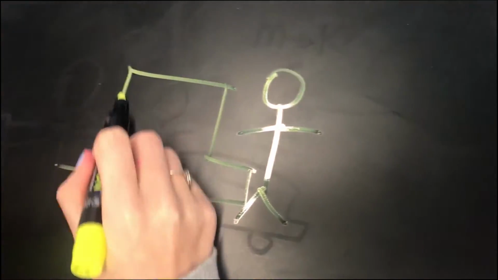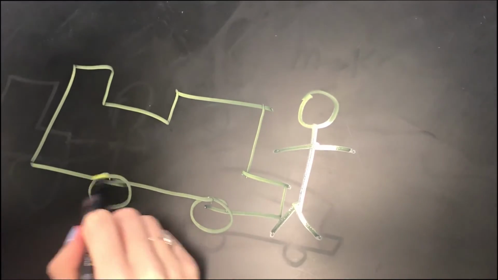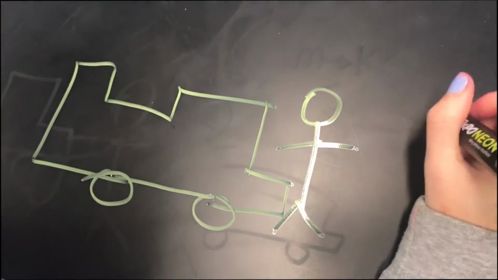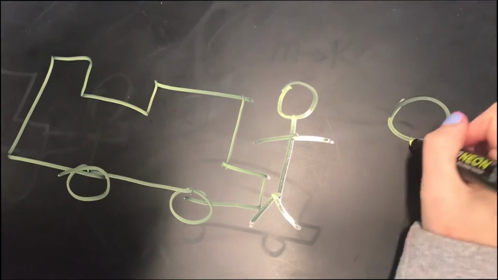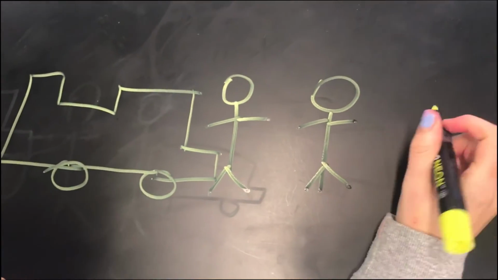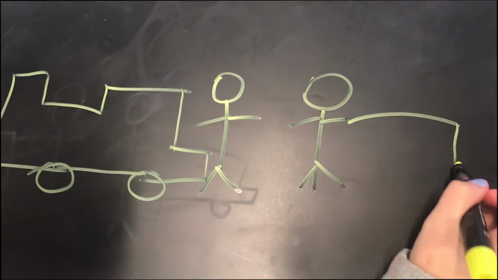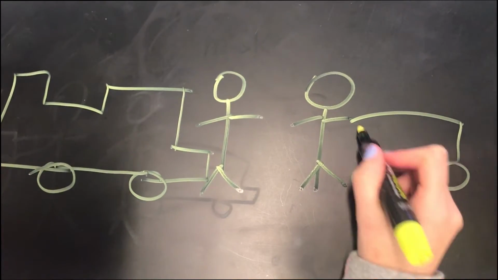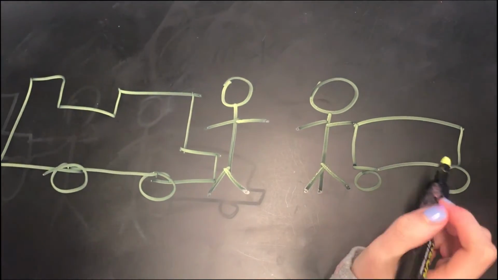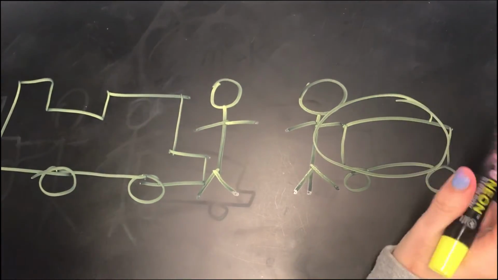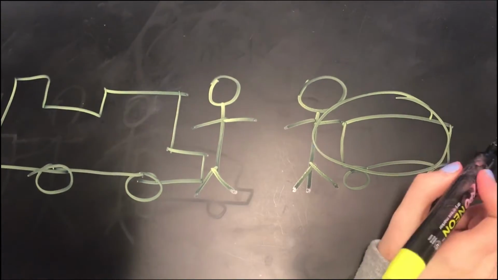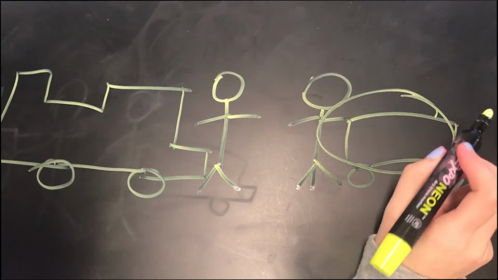So the first example we can have is one man will push a truck, I'm very bad at drawing, while the other one pushes a car around in the same parking lot. So the person that pushes the car finishes first and faster because the car has less mass than the truck.